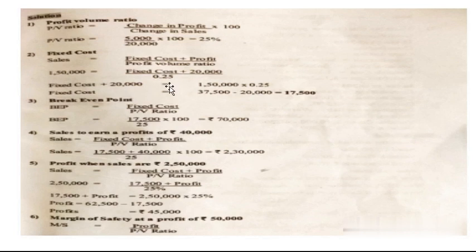So now we will have the calculation here. 1,50,000 is the sales, and we will cross multiply. 1,50,000 into 0.25 will give us fixed cost plus 20,000. Now 1,50,000 into 0.25 will give us 37,500. So this 20,000 will be brought here. 37,500 minus 20,000 will give us 17,500. So your fixed cost is 17,500.